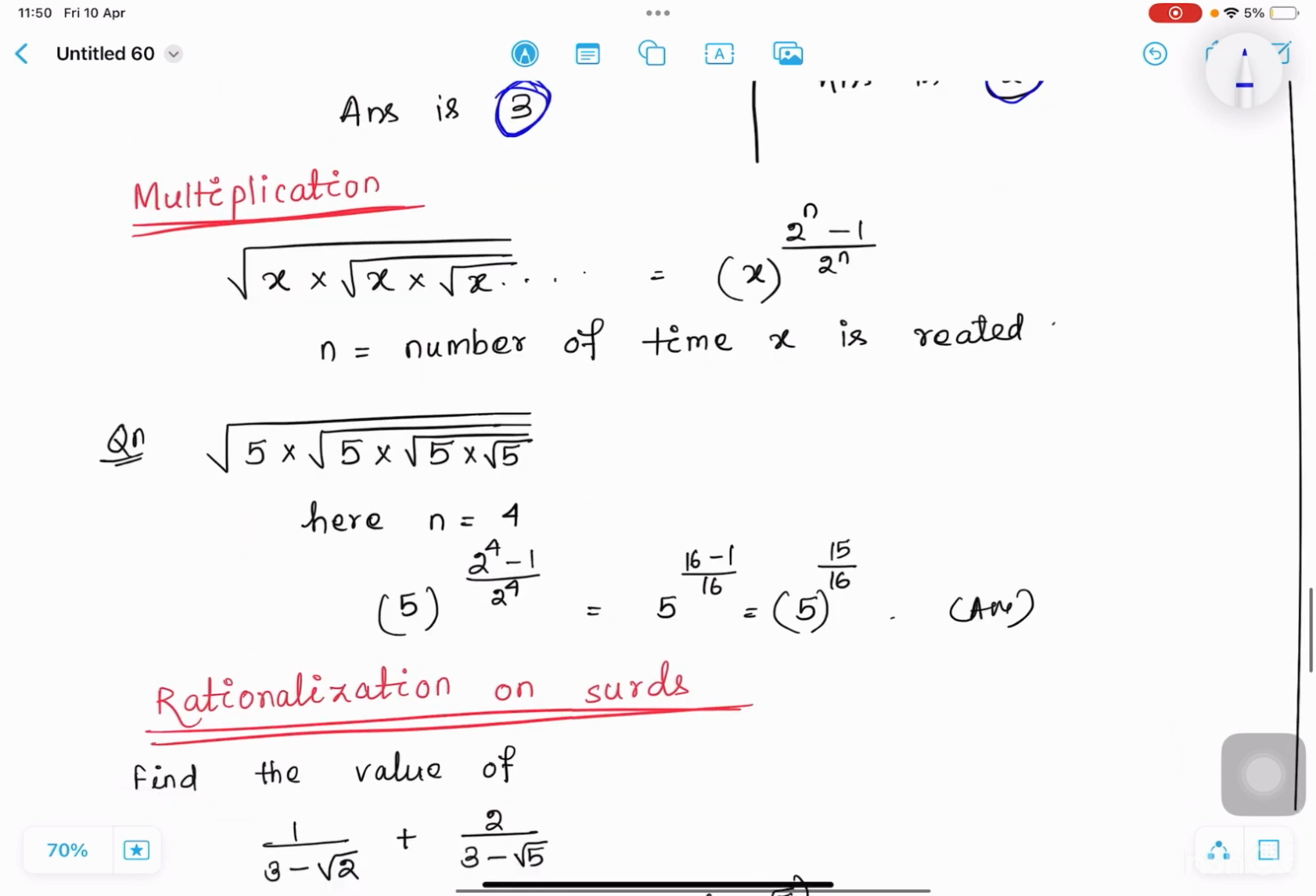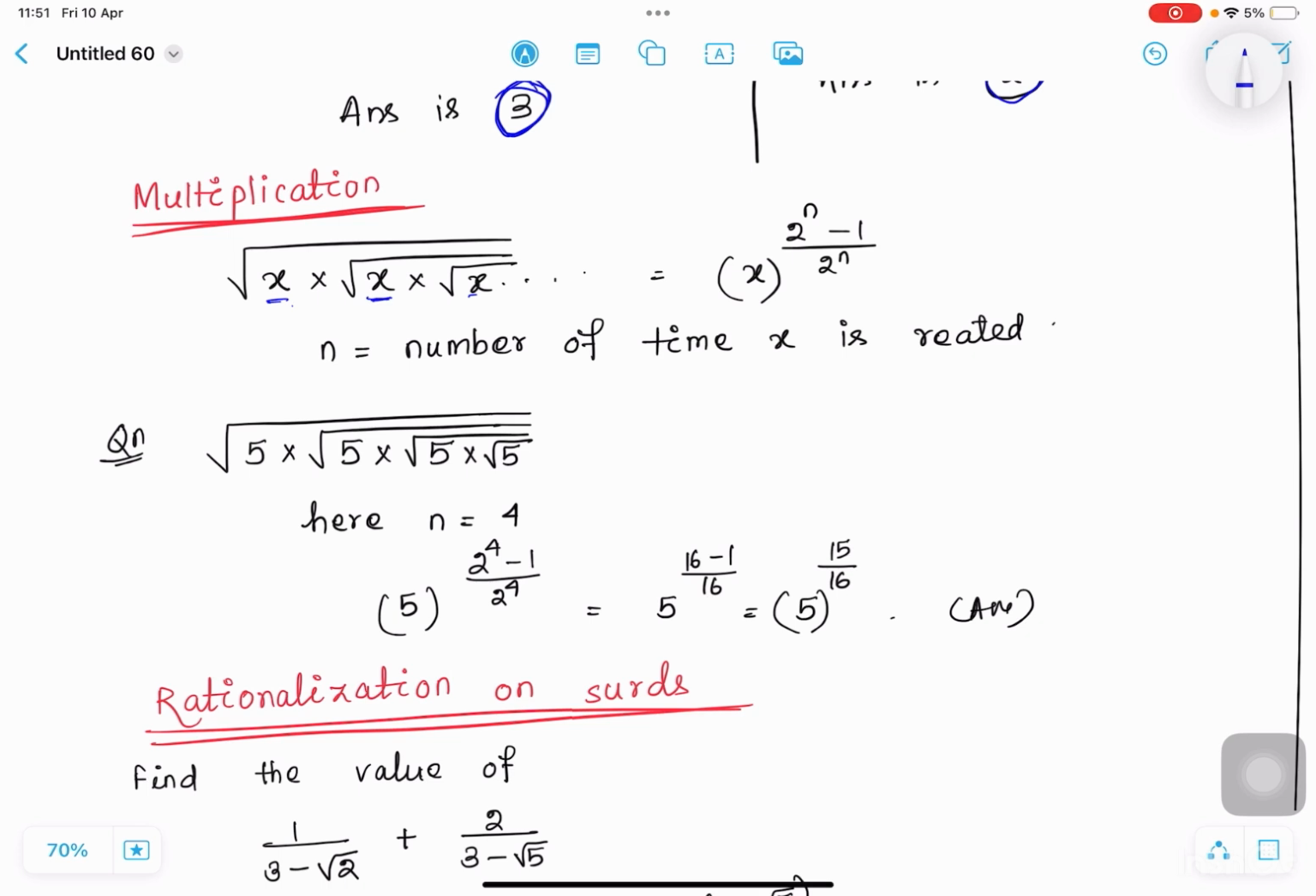Then multiplication. If multiplication is given like this, then you have to write x to the power 2 to the power n minus 1 by 2 to the power n. N means what? N means how many times it is repeated. Here x is repeated 3 times, so n will be 3. If it is 5 times, n will be 5. If it is 20 times, n will be 20.